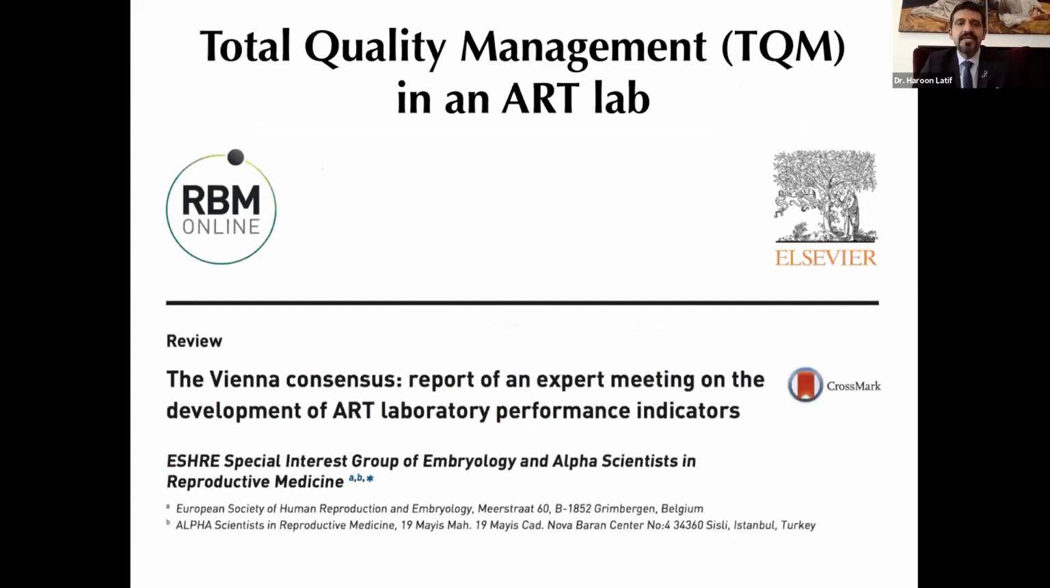When you talk about total quality management in an ART lab, obviously quality management depends on a number of factors. A few years ago, to be exact, in 2012, the Alpha Group, and then in 2016, the ESHRE Special Interest Group of Embryology with the Alpha Group got together and sent out surveys about quality control and quality assurance in ART globally. And what came out from that consensus is called the Vienna Consensus, which is a report of an expert meeting on development of ART lab performance indicators. I think this is an excellent, comprehensive report giving an insight on the KPIs.